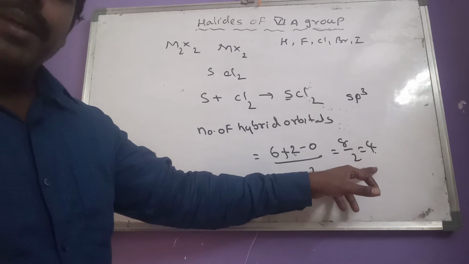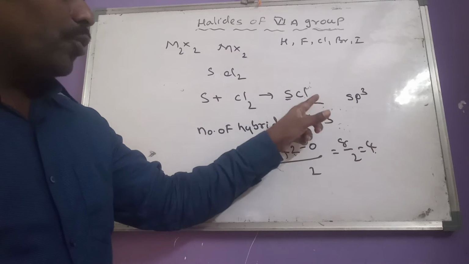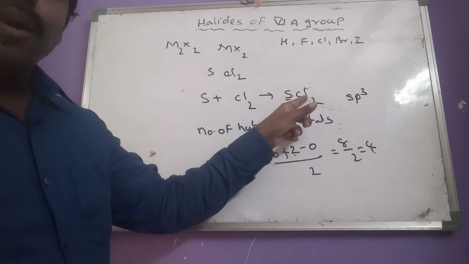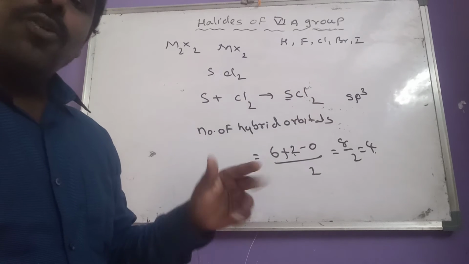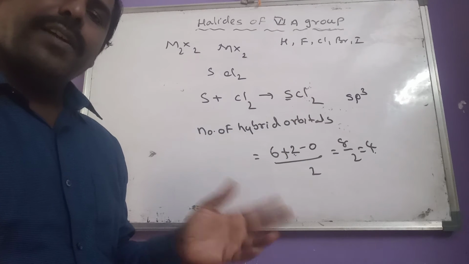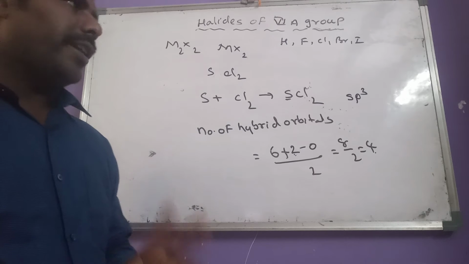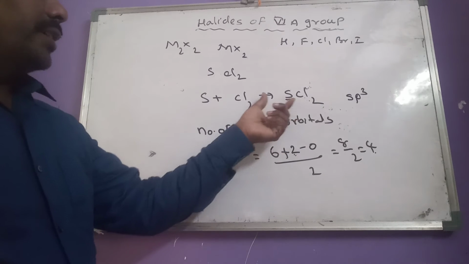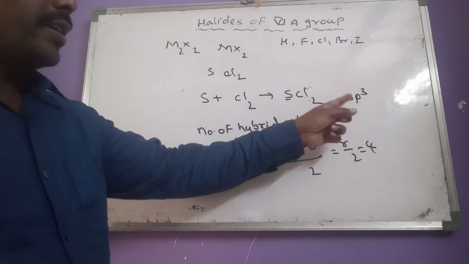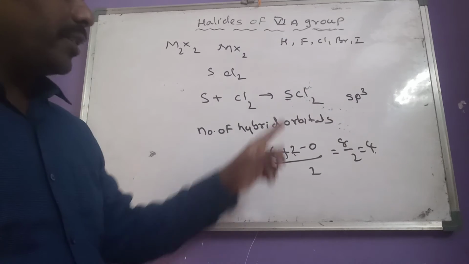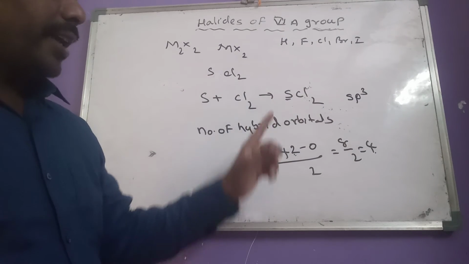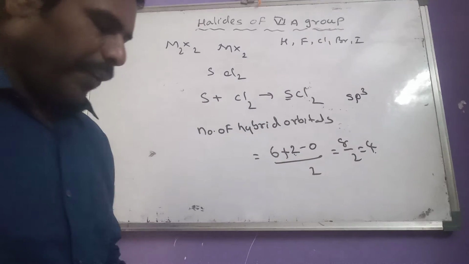Total 4 hybrid orbitals are there. 2 are occupied by bond pairs. That means how many remaining lone pairs of electrons? 2 lone pairs of electrons. So like that, these dihalides are having sp3 hybridization at the central atom, and it has 2 lone pairs of electrons.